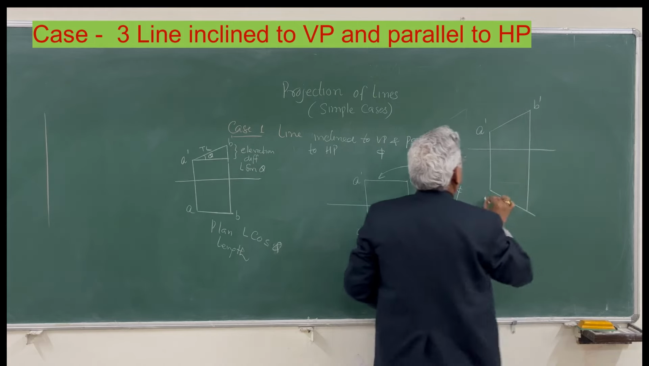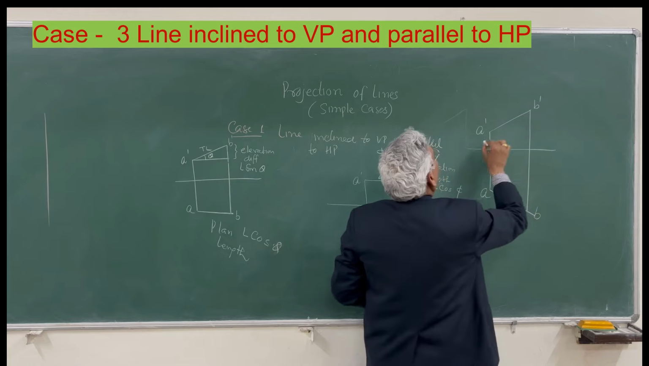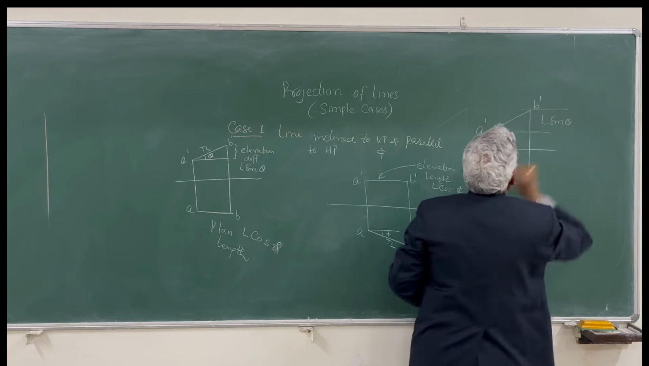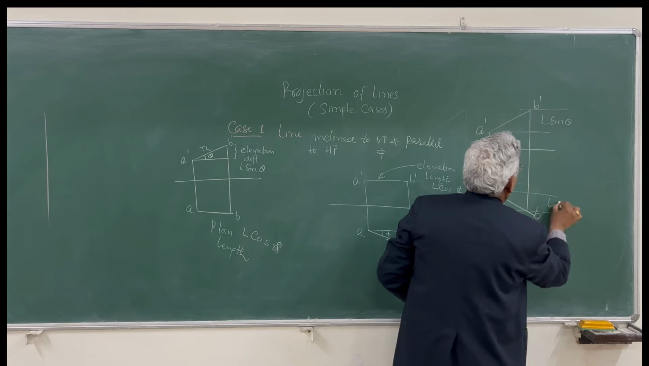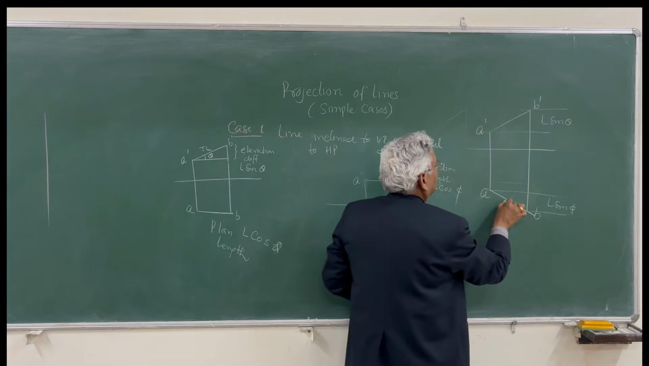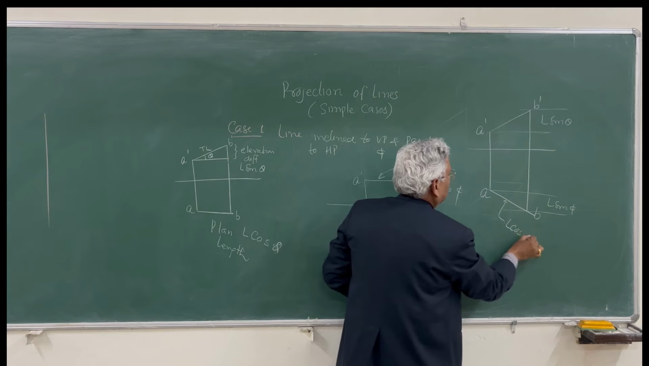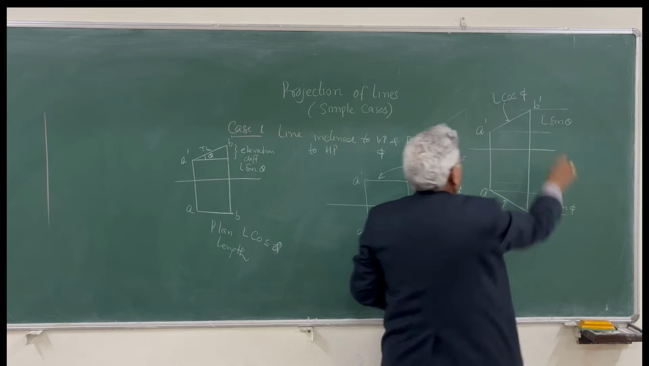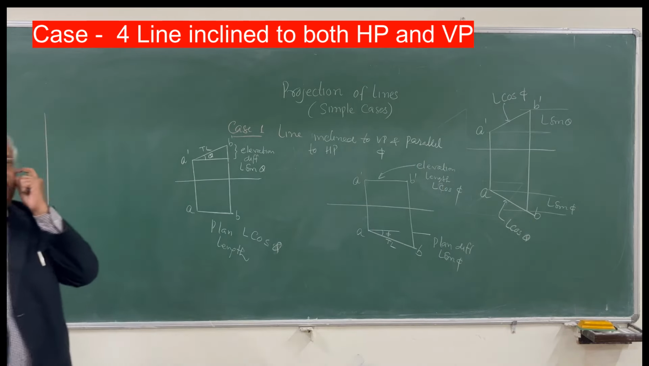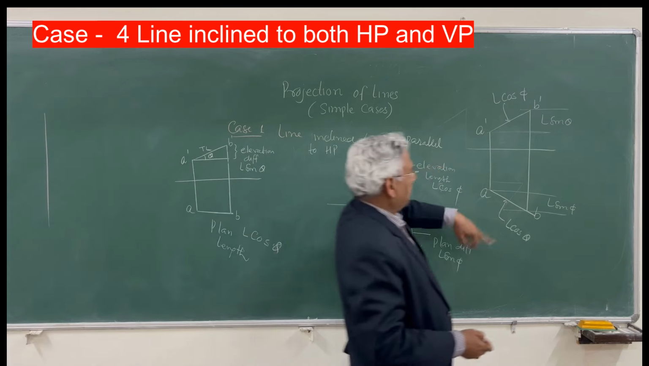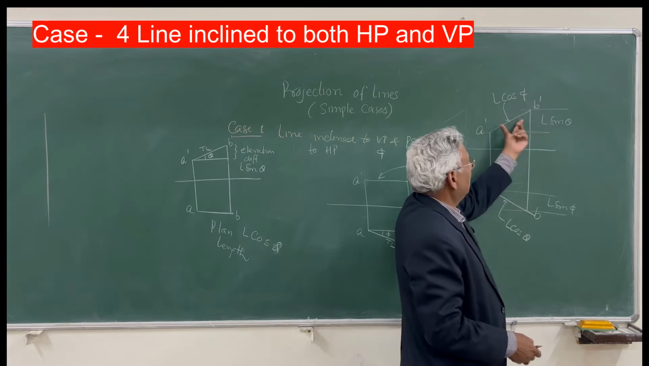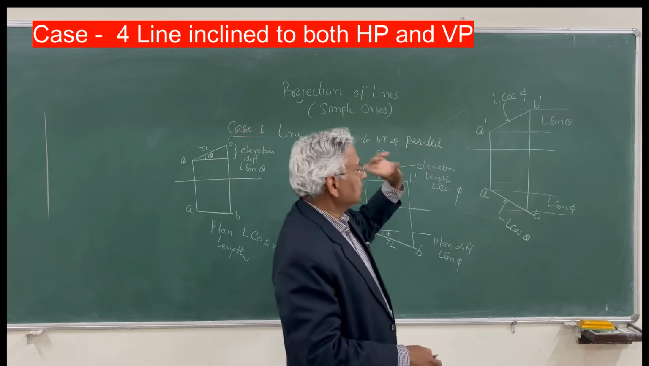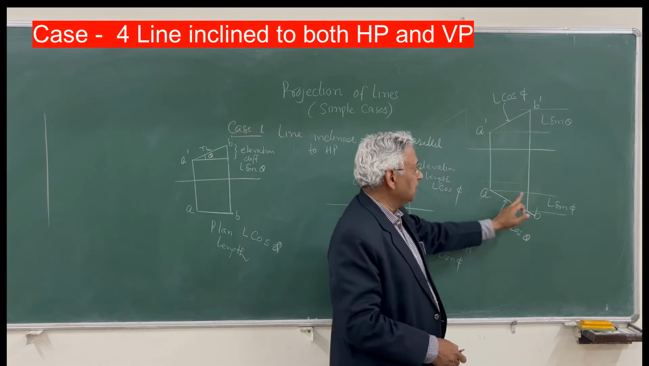A dash, B dash, A and B. Now this is what we call L sine theta, and this is L sine phi. This length AB is L cos theta, and this is L cos phi. The plan length and elevation. The elevation difference, elevation length. Plan difference, plan length.